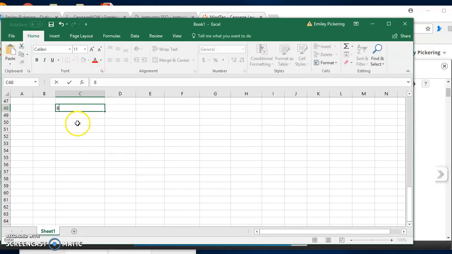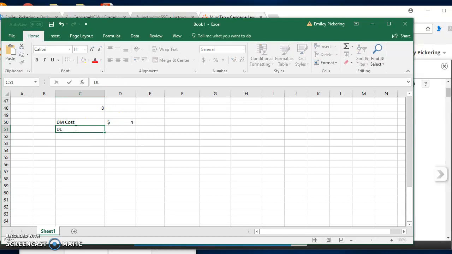So let's do the first one, which is direct material costs. I'm going to take the total direct material cost, which is 80,000, and divide it by the number of units, which is 20,000. So my direct material cost is $4 a unit.